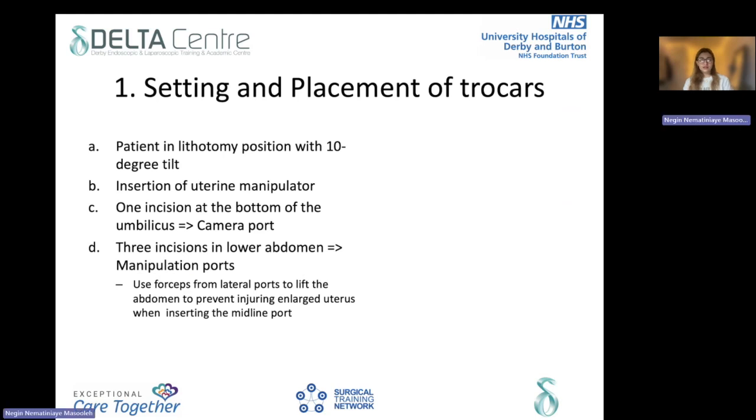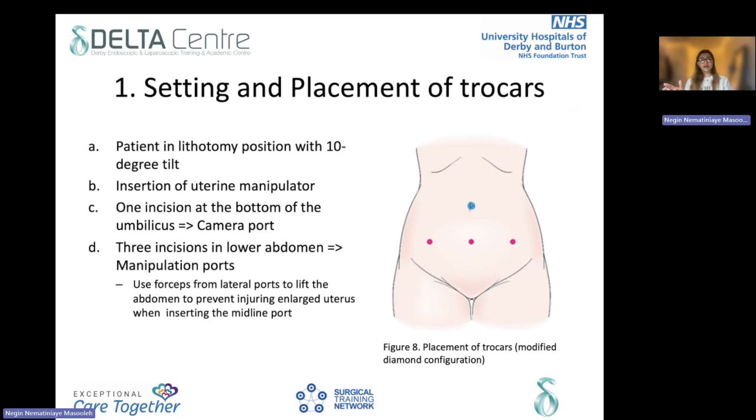With any laparoscopic surgery, the first step is to position the patient correctly and insert the ports. So you get an eye inside the patient, because you need to know where you're going. You position them correctly, insert a uterine manipulator so you can control the movement of the uterus, and place a camera port near the umbilicus and three lower ones.